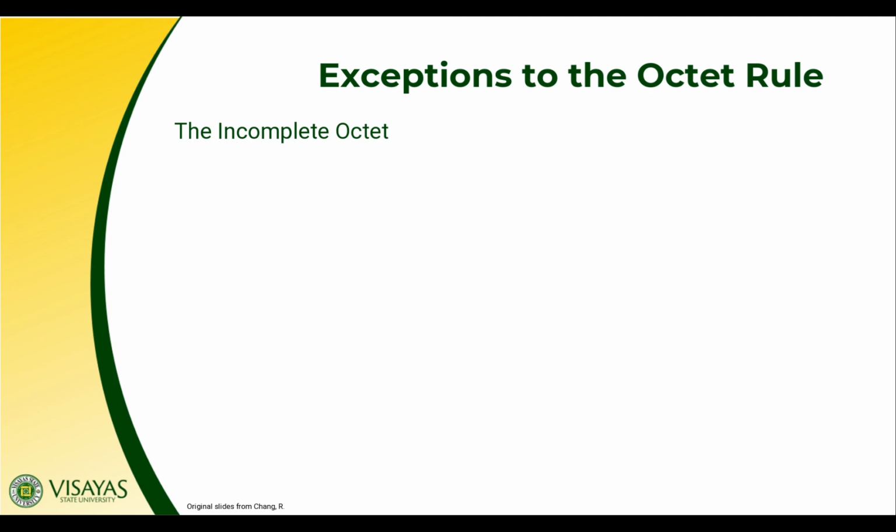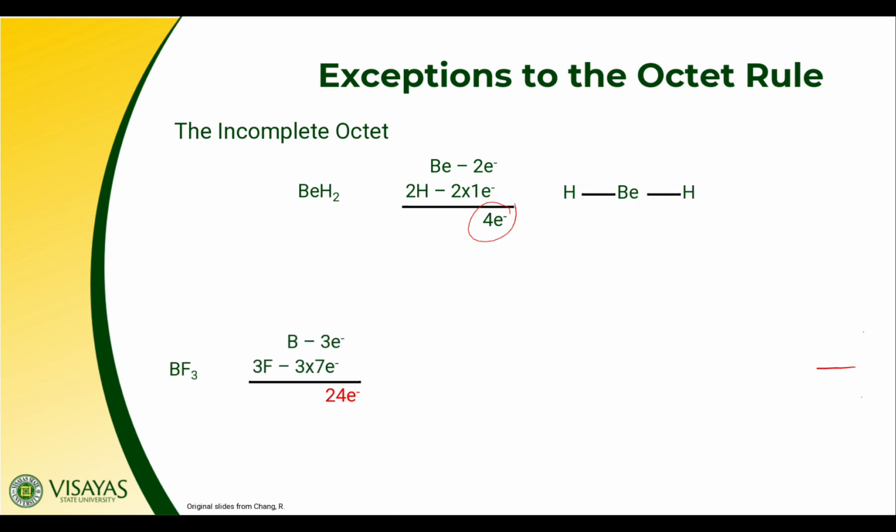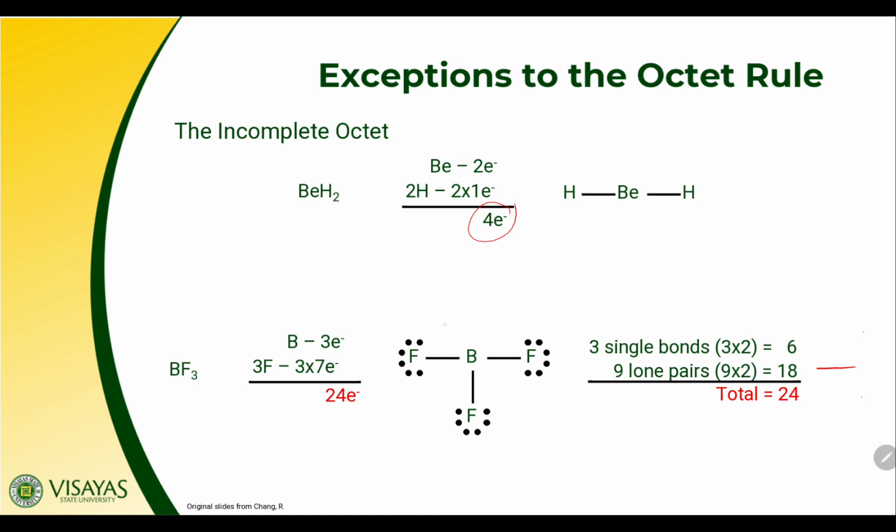Now we have exceptions to the octet rule. We have the incomplete octet, meaning we have less than 8 electrons, just like in hydrogen and beryllium. Beryllium hydride, we have 4 electrons only in total. We also have boron trifluoride, where the total electrons for boron here is only 6. For beryllium, it's only 4. So they do not follow the octet. No? Their electrons in total in the structure are less than 8.